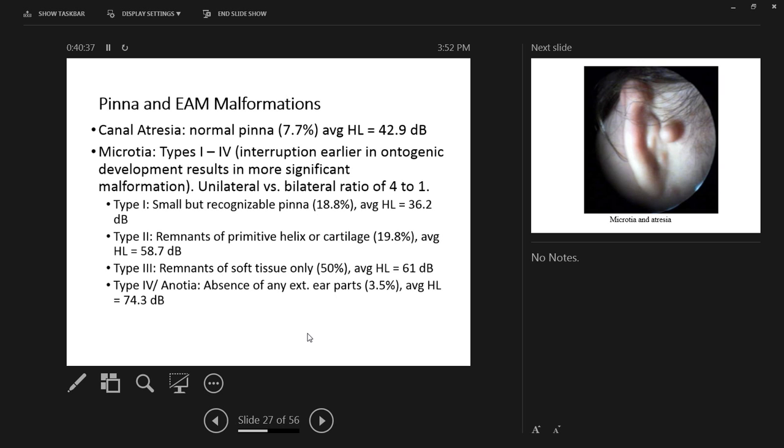It's greater than what would be suggested for a max conductive. I'm sure that there are some examples in there that move that average up to 74.3 because there's such a severe degree of hearing loss. There's some mixed component to it. So bear in mind that's an average. But it is possible, believe it or not, to have more than a 60 decibel conductive loss. It's rare. Supposedly that's greater than what you should have for a conductive loss, but it happens.